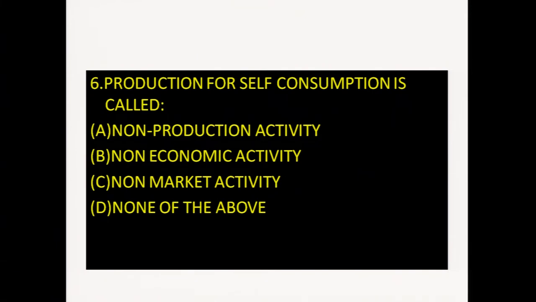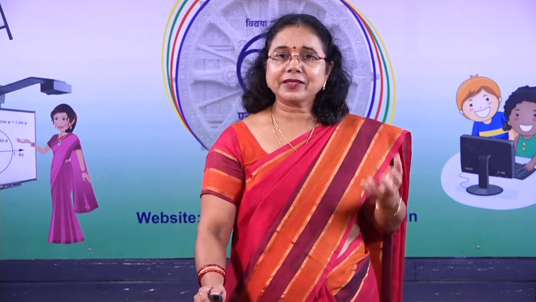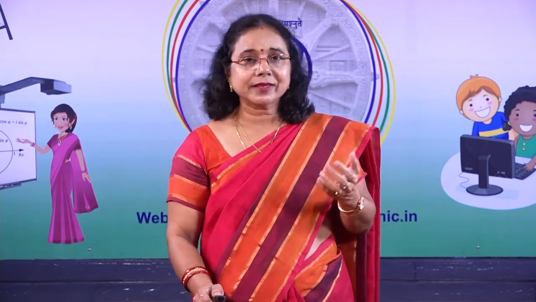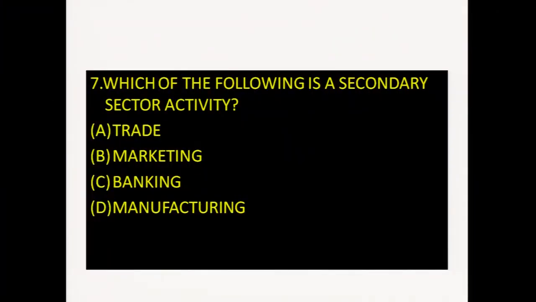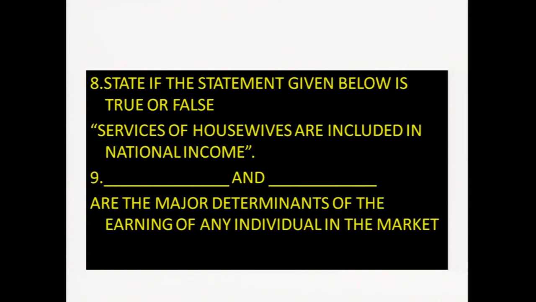Now question number 6. Production for self-consumption is called non-production activity, non-economic activity, non-market activity, none of the above. Self-consumption means what? It is not reaching the market. The person who is producing it, the same person is consuming it. So it is a non-market activity. Which of the following is a secondary sector activity? Trade, marketing, banking, manufacturing. Secondary sector activity means we have already discussed that it is related to production of goods from raw materials. So obviously it is manufacturing.